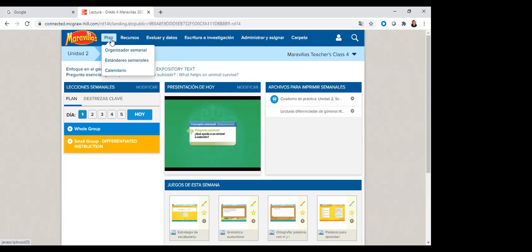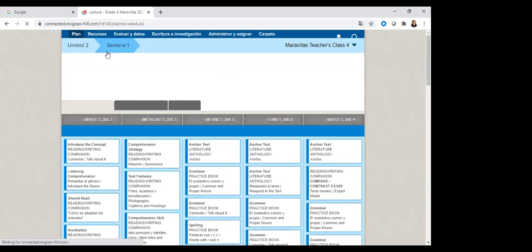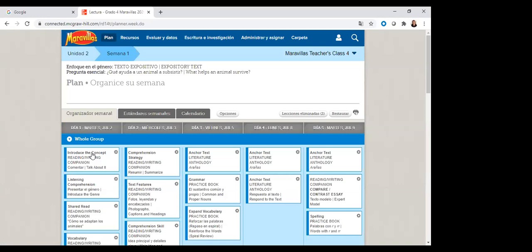So aquí under plan, lo primero que vamos a ver es el organizador de plan. So this is your lesson plan. These are your digitized lesson plans. You can customize these lesson plans by deleting. I didn't want to do that. I'm going to put it, lo que le van a decir, en lecciones eliminadas. Podemos eliminar lecciones. Podemos mover lecciones de un lado a otro.